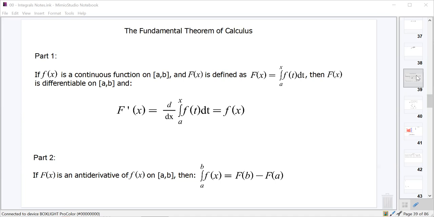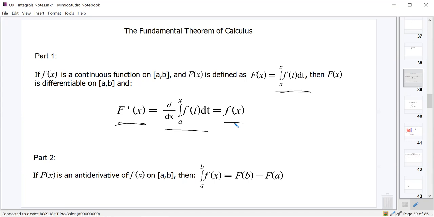So the first part of the Fundamental Theorem of Calculus says that if we have a function f that's continuous on the closed interval, and it's important that it's a closed interval from a to b, and we have some other function, capital F of x, which we've defined as an integral from a to x, where a is some constant, of f of t dt, then capital F of x is differentiable on that interval, and the derivative of capital F, which is the derivative of the integral from a constant to x of f of t dt, is just equal to f of x.